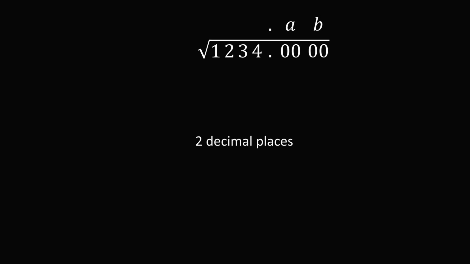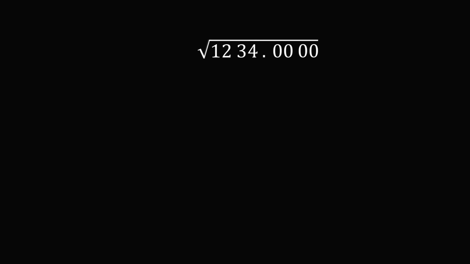So the number that we want to analyze is 1,234.0000. Now let's divide this number up into pairs as we've been doing. As usual, we start from the left, and the number we analyze is 12. What square is closest to 12 without exceeding it? That would be 3 times 3, which equals 9.